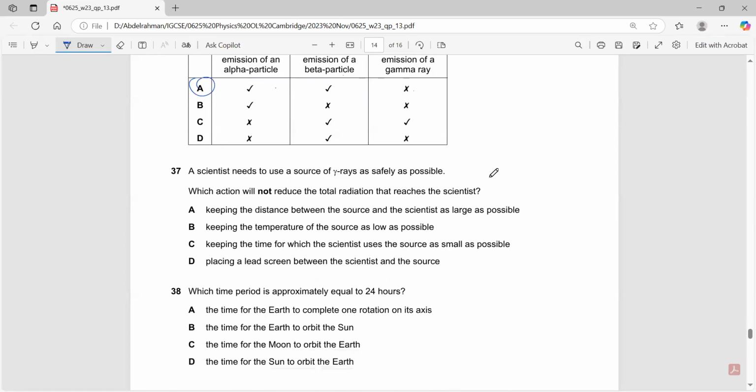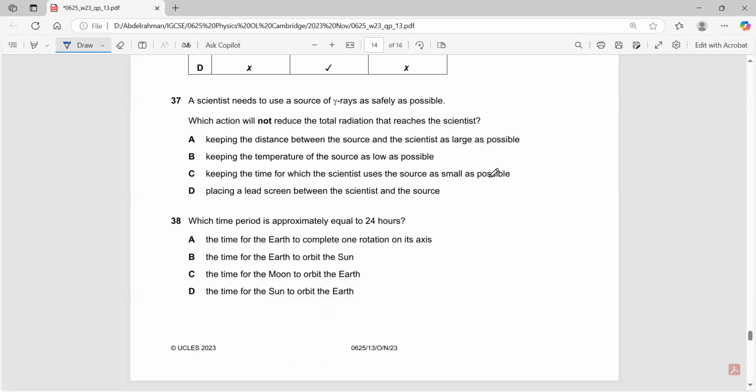37. Which action will not reduce the total radiation that reaches the scientist? We have some precautions taken. Keeping a distance, yes, keep the distance as large as possible. Keeping the temperature as low as possible: does the temperature have to do with the amount of radiation reached? No, this is wrong. Reducing the time of exposure, yes. Placing a lead screen, some barrier, this would also be correct. So the only wrong thing is to decrease the temperature. It has no effect.